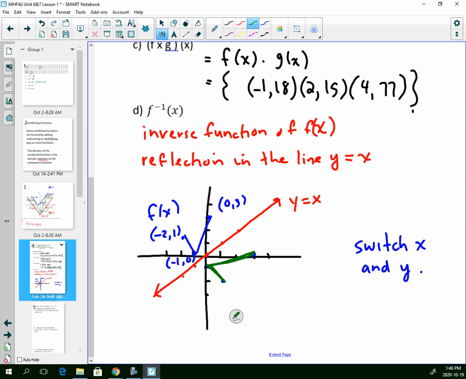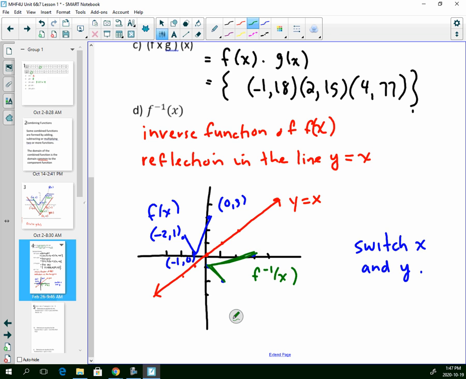So there's a reflection of f of x, right? That's reflected in that mirror line y equals x. So if you have ordered pairs, you just switch the x and y. If you have a graph, you pick points and you switch the x and y. If you have an equation, which we'll look at in a minute, you will switch x and y, okay?